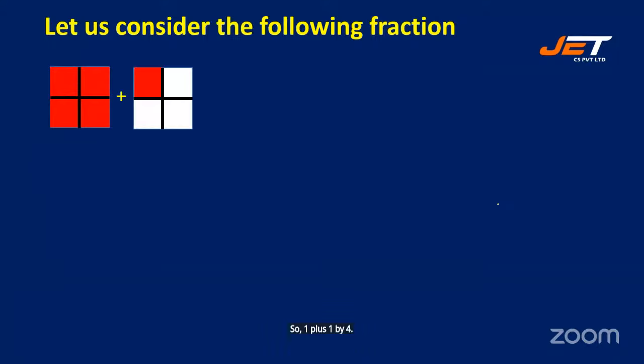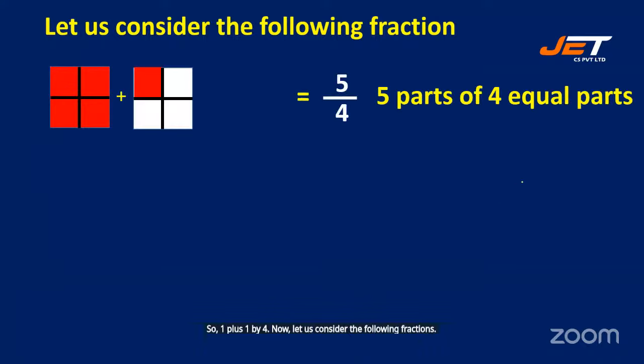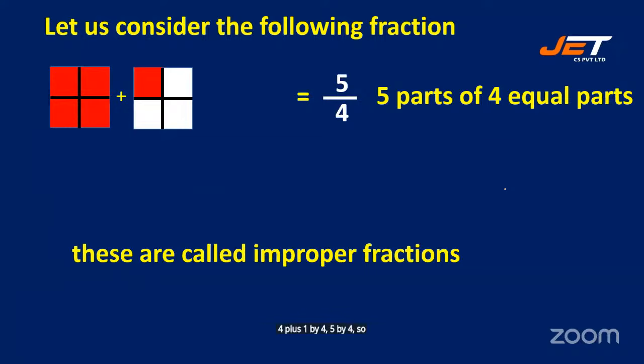Now let us consider the following fractions: 4 plus 1 by 4, 5 by 4. So 5 parts of 4 equal parts. So these are called improper fractions. Always your denominator has to be the greater number. Then we call it a proper fraction. If the denominator is smaller when compared to the numerator, we call it an improper fraction.